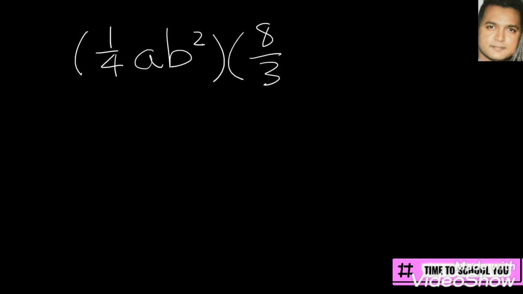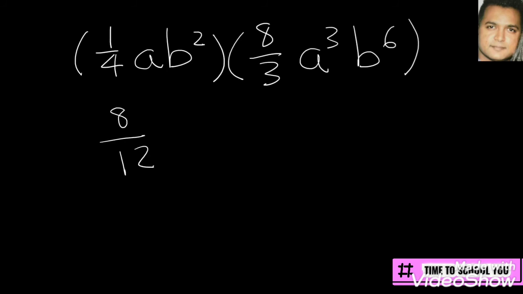In the last example, we have a quarter ab squared times 8 over 3 a cubed b to the 6. Now likewise, like we did in the previous example, we multiply the numerators. 1 times 8 is 8, 4 times 3 is 12, and then we multiply the terms.